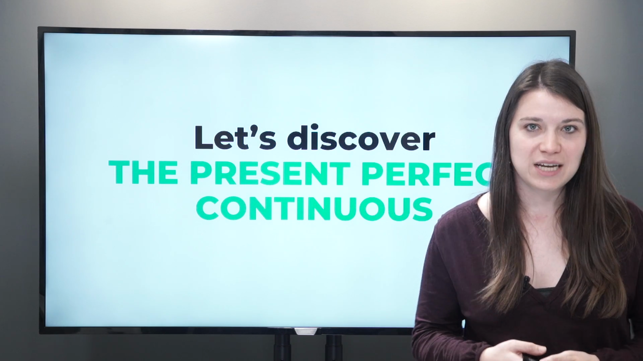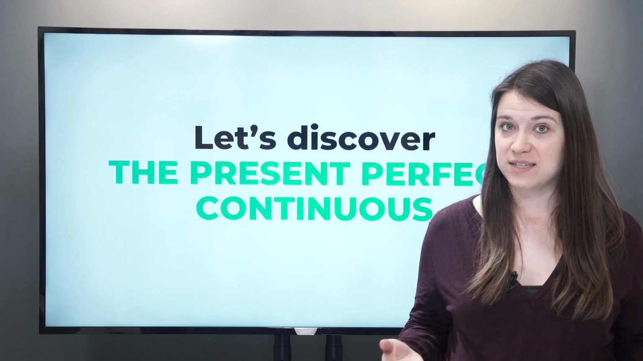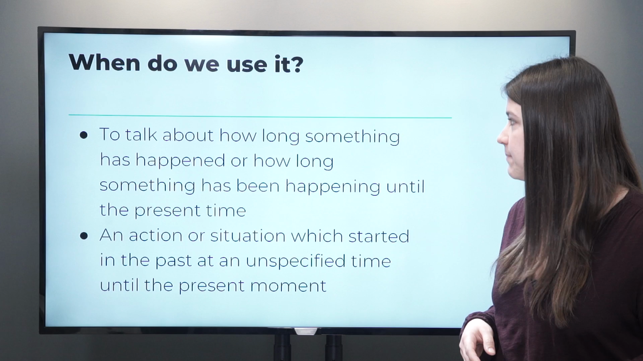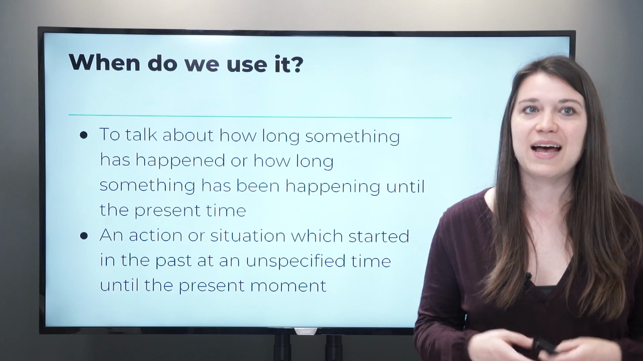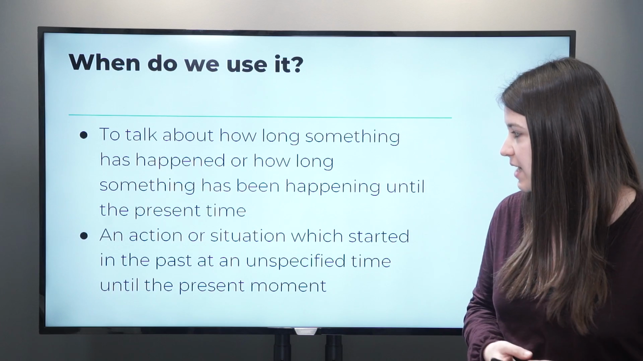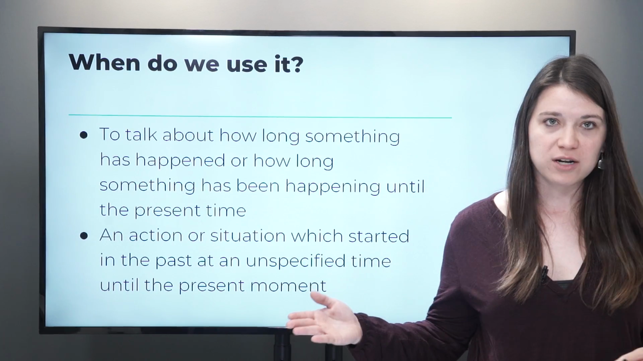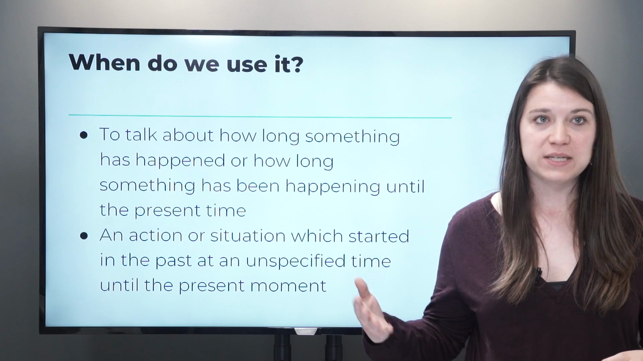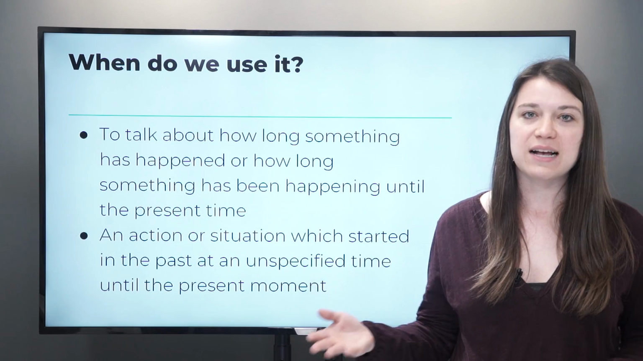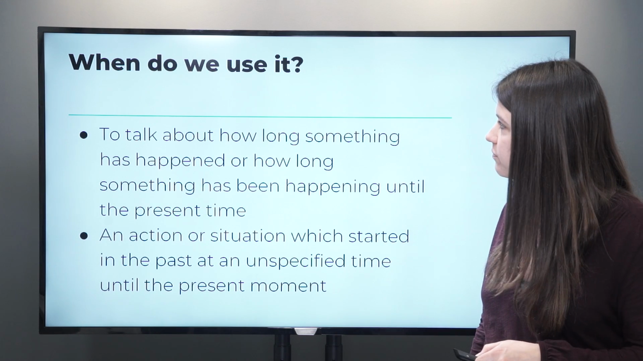The present perfect continuous, it's also called the present perfect progressive, so two different names for this tense. So when do we use it? We use it to talk about something that has happened or something that has been happening at the present time. Okay, so another way to say it, it's an action or a situation which started in the past at an unspecified time until the present moment. So we don't know exactly when it started, but we know that it's continuing now.